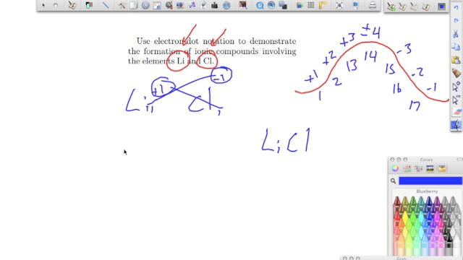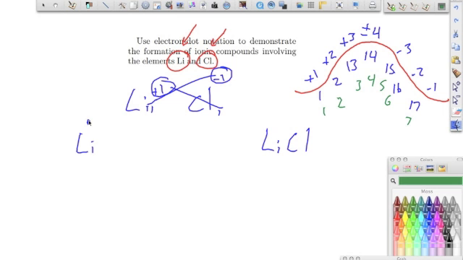Now, what it looks like in electron dot notation is we have lithium, which has 1 dot because it has 1 valence electron. Remember that valence electrons are not oxidation numbers. We know that group 1 has 1 valence electron, group 2 has 2, 13 has 3, 14 has 4, 15 has 5, 16 has 6, and 17 has 7, and 18 has 8. The oxidation numbers are different than valence electrons.